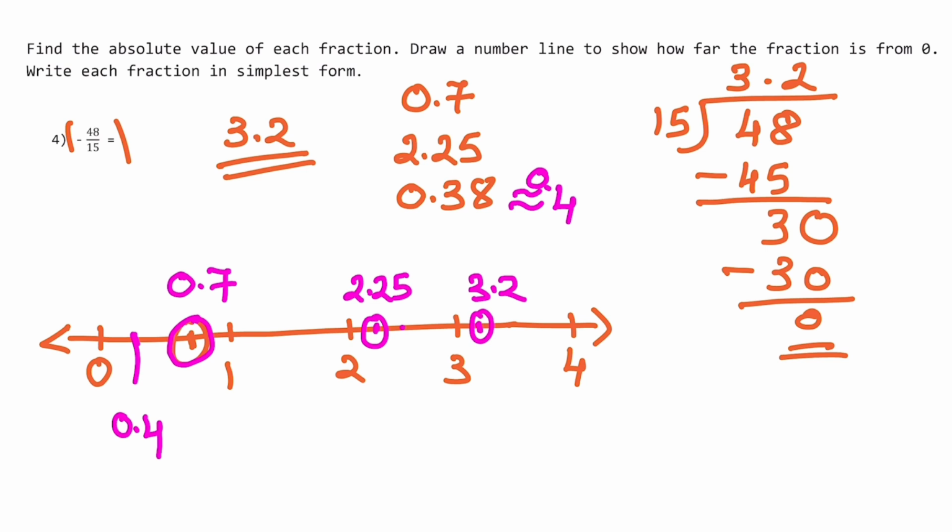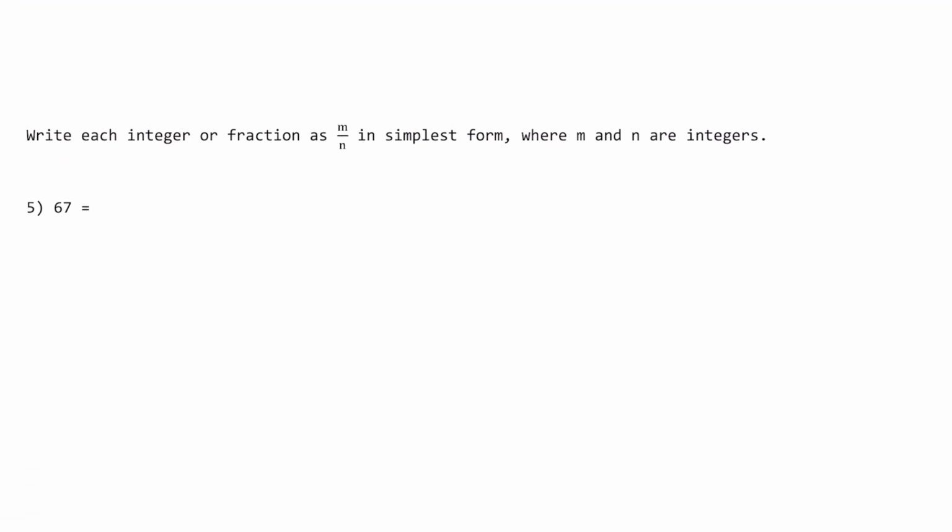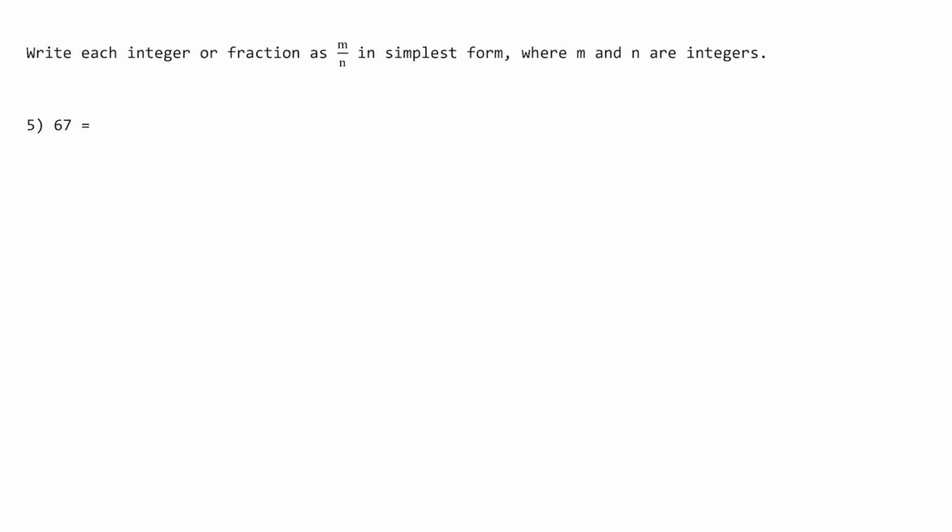So, ready to move to the next question? Let's go. Here it says, write each integer or fraction as m upon n in the simplest form, where m and n are integers. Okay, so you need to have a fraction, right? Like a ratio, m upon n. Here you just have 67. This is very simple to do. What you are supposed to do is simply write 67 over 1, because any number divided by 1 is always the number.